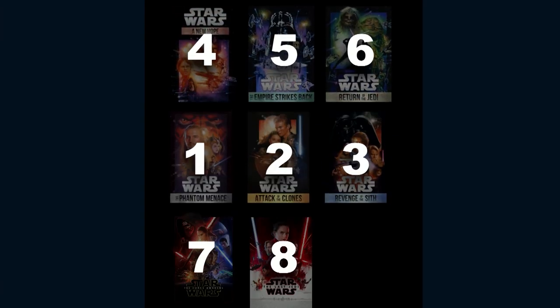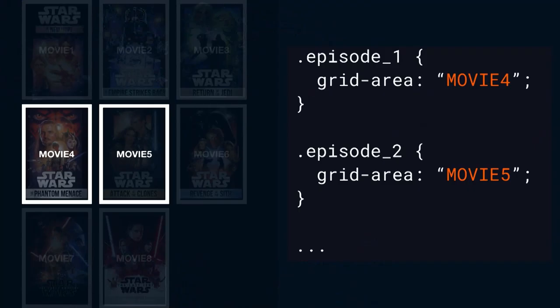But now I change my mind, and I want to display the movie posters in the release order, not the chronological. So as I want to rely on CSS, because I want to show you the mistake, I will just change the grid area value. So I say episode 1, now you are in the fourth slot. And the same for episode 2 and episode 3.